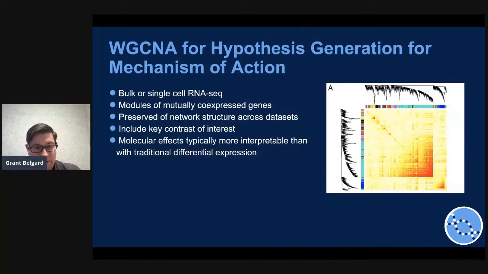We've already discussed WGCNA, so I won't linger here for long, but I'd like to note that WGCNA can be applied to generate hypotheses around mechanism of action where that is unknown. It can be applied to bulk or single-cell RNA-seq, and the molecular effects are typically more interpretable than traditional differential expression, where the differences are all shoved together.